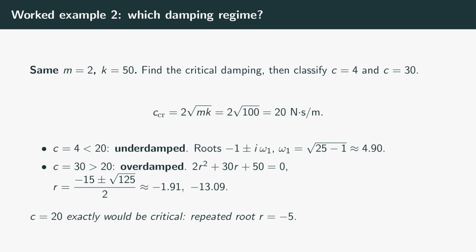The roots work out to minus 1 plus or minus i times omega 1, where omega 1 is the square root of 25 minus 1, about 4.9, barely slower than the undamped frequency of 5 since the damping is light. Now test C equals 30. 30 is above 20, so it is overdamped. Solving 2r squared plus 30r plus 50 equals 0 gives two real negative roots, about minus 1.9 and minus 13, two decaying exponentials, no oscillation. And right at C equals 20, we would get the repeated root minus 5, the critically damped boundary between the two behaviors.